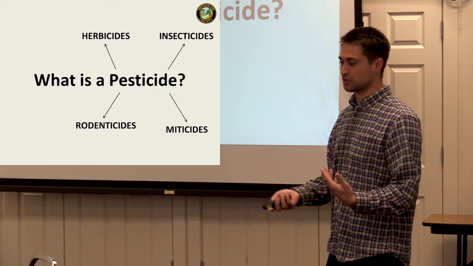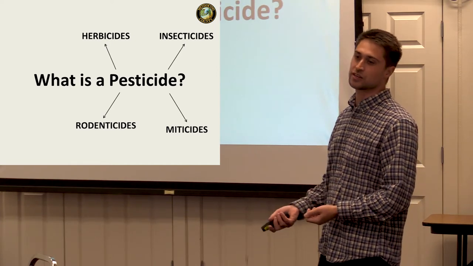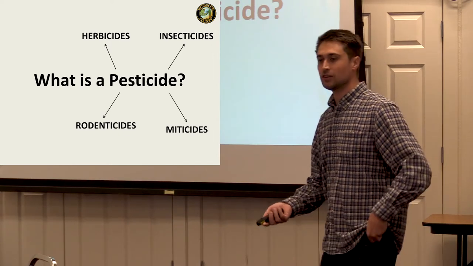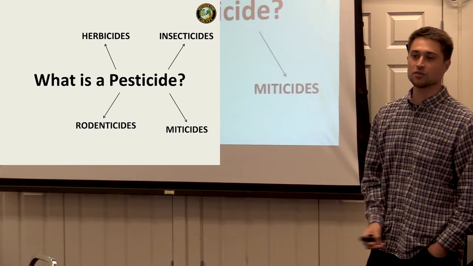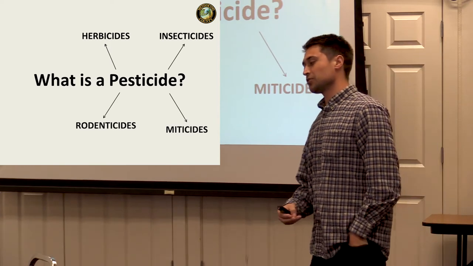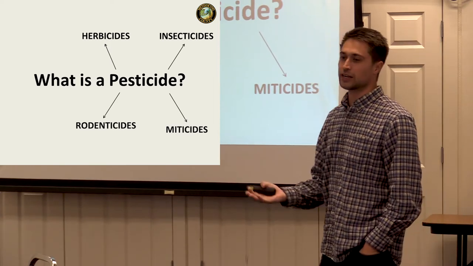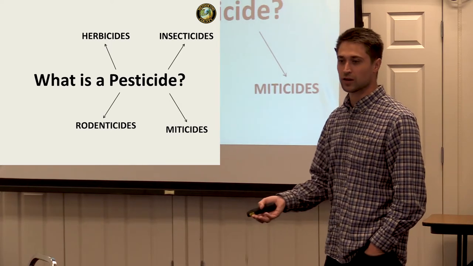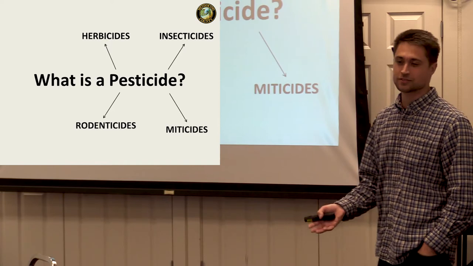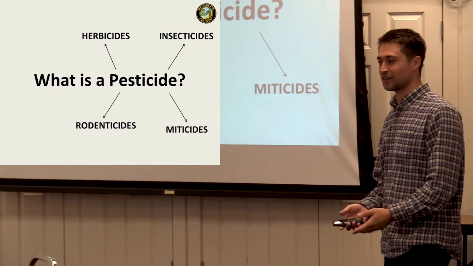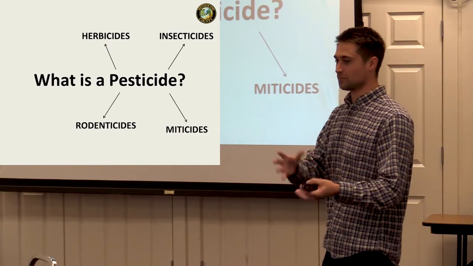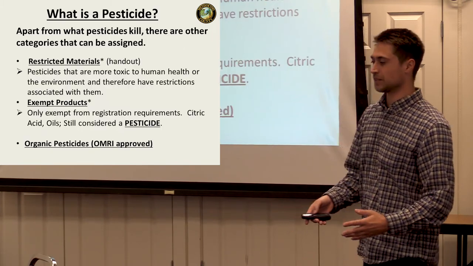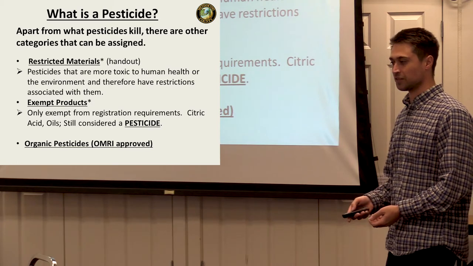Pesticides encompass herbicides, which kill plants. Insecticides kill insects. Rodenticides, miticides, there are hundreds of different kinds. I hear a lot of times people will say, well, I don't use any pesticides, but I have Roundup. Well, they're not saying that right, because herbicides are a type of pesticide. So pesticide is a broad term that can encompass a lot of different, more specific things.